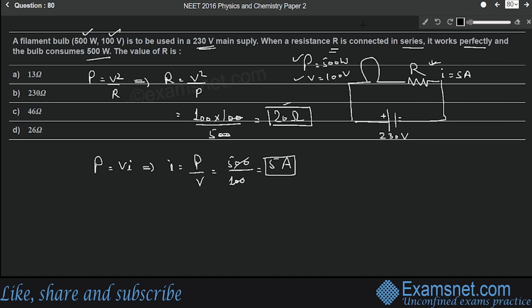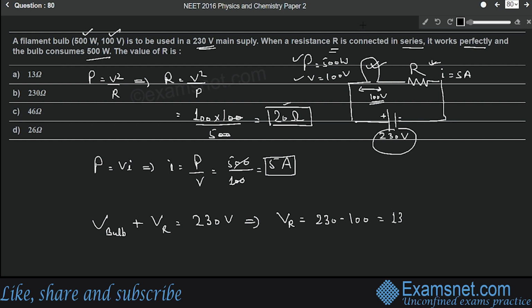Now it is given that when this resistance is connected in series, the bulb works perfectly and consumes 500 watt. So when the bulb is consuming 500 watt, the voltage across this bulb will be 100 volt, right? And the mains voltage is 230 volt. So the voltage at this bulb plus the voltage at this resistance R will be equal to the mains voltage, that is 230 volt. So what will be the voltage at this resistance R? That will be equal to 230 minus the voltage of the bulb, that is 100 volt. So that is equal to 130 volt.